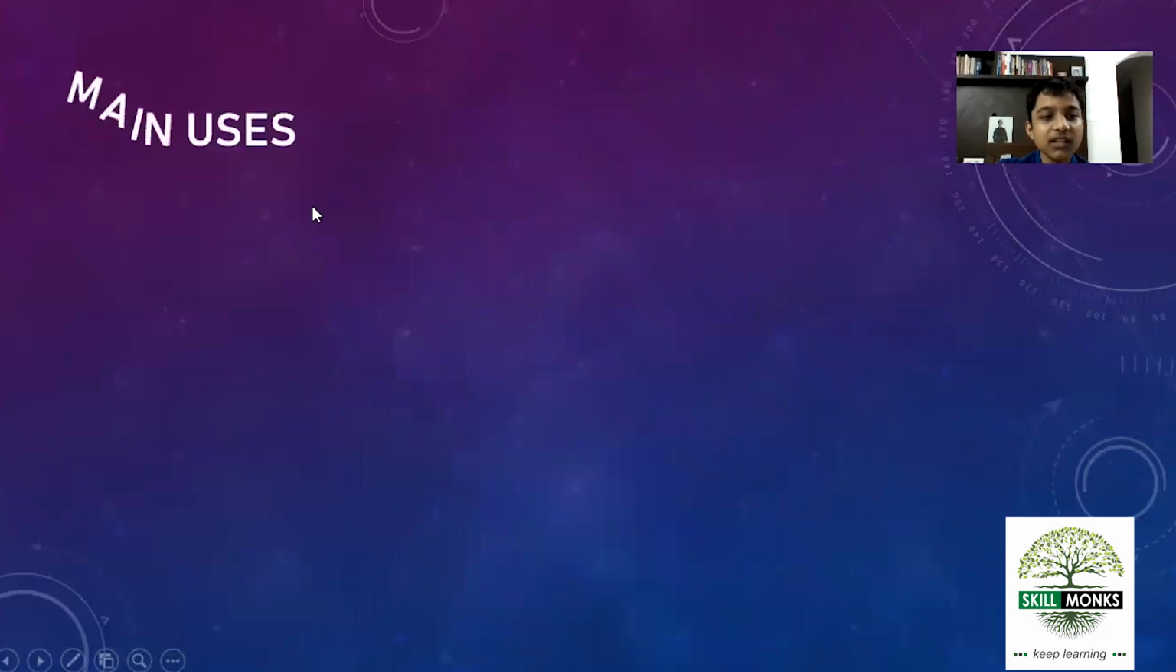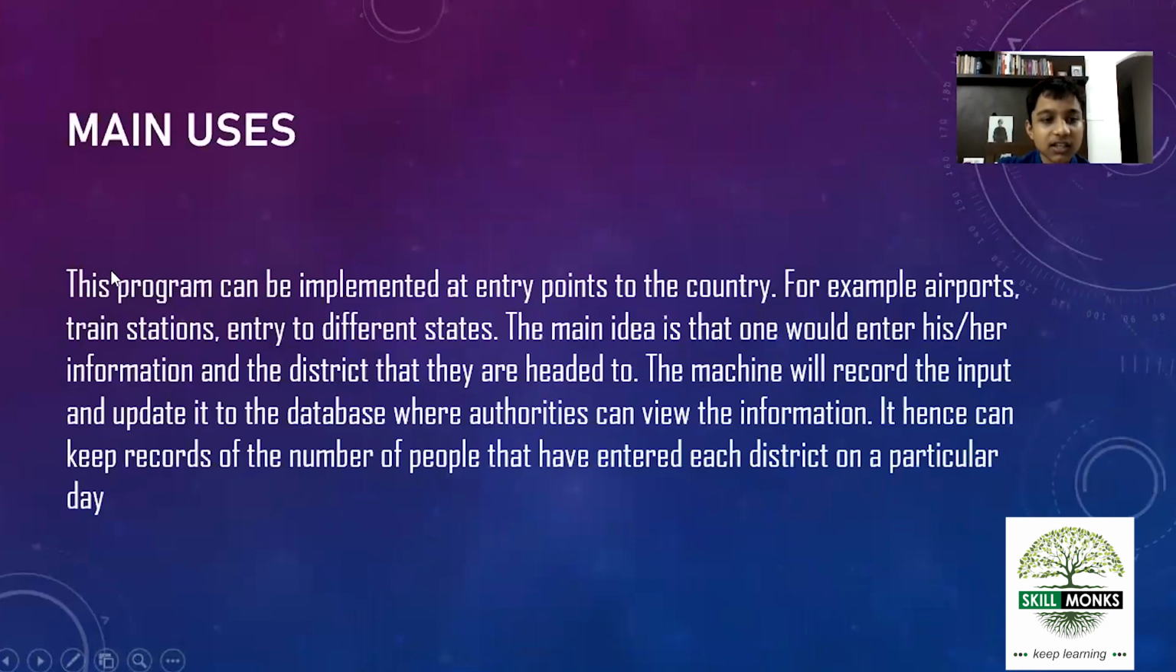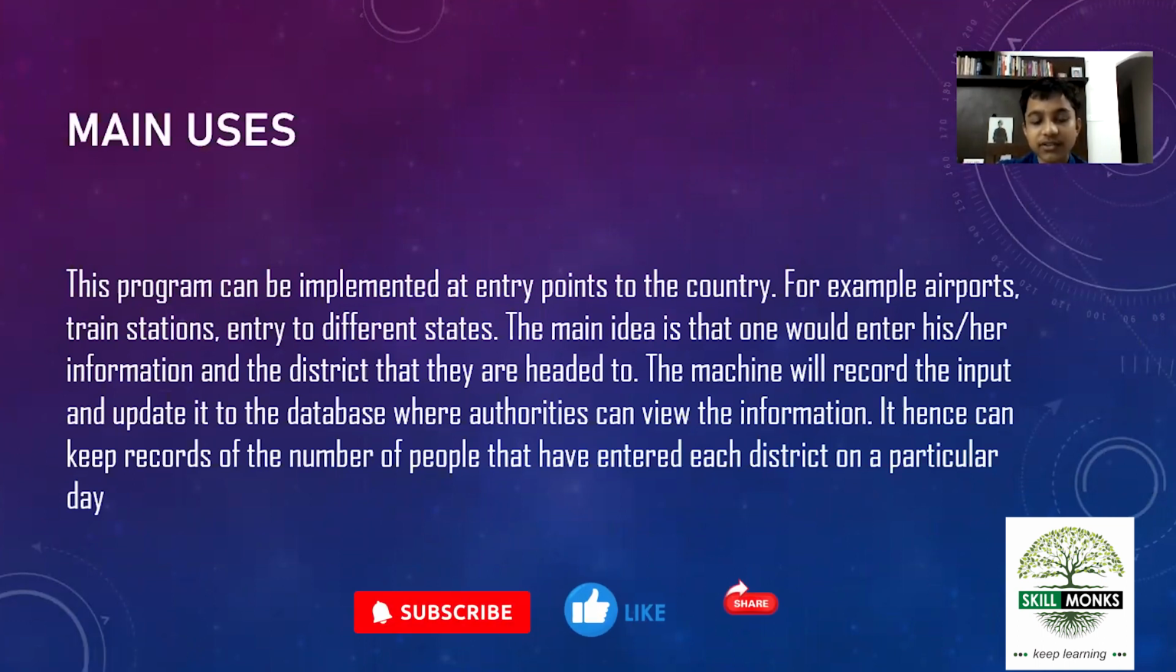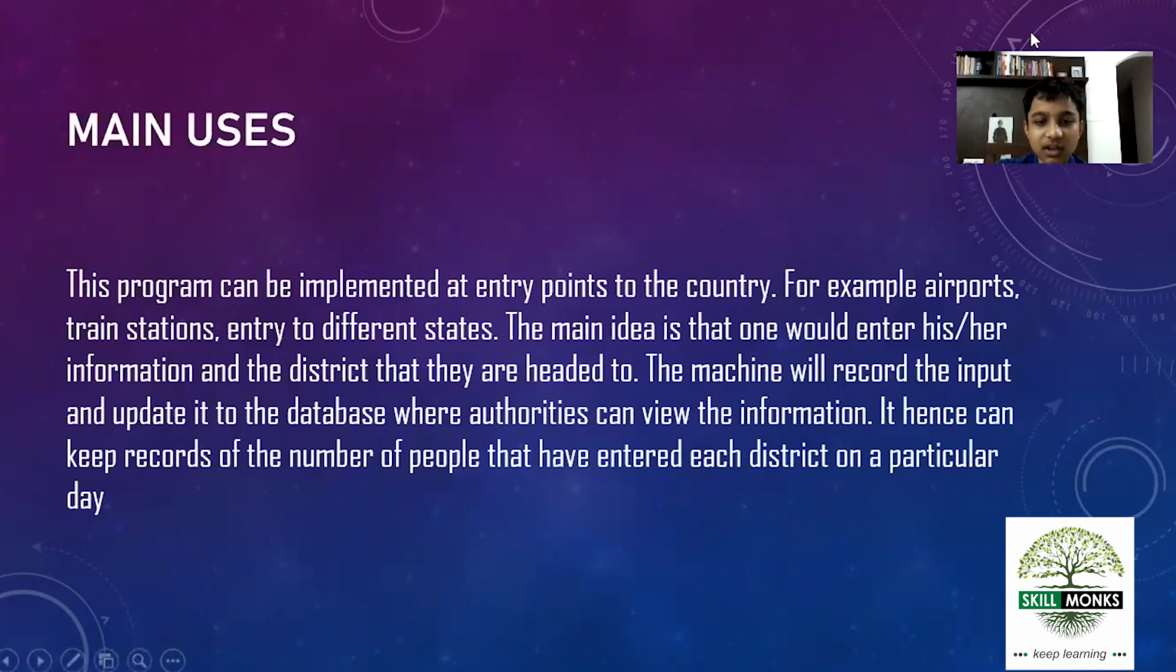So now, the main users of AREA. This program can be implemented at entry points to the country, for example, airports, train stations, bus stations, entry to different states, checkpoints, etc. The main idea is that one would enter his or her information at the district that they are headed to. The machine will record the input and update it to the database where authorities can view the information. It hence can keep records of the number of people that have entered each district on a particular day.